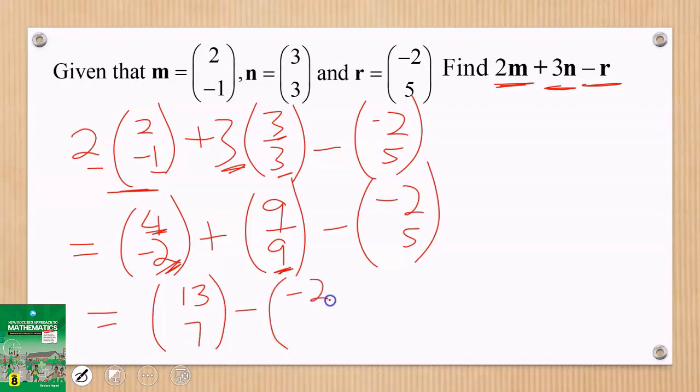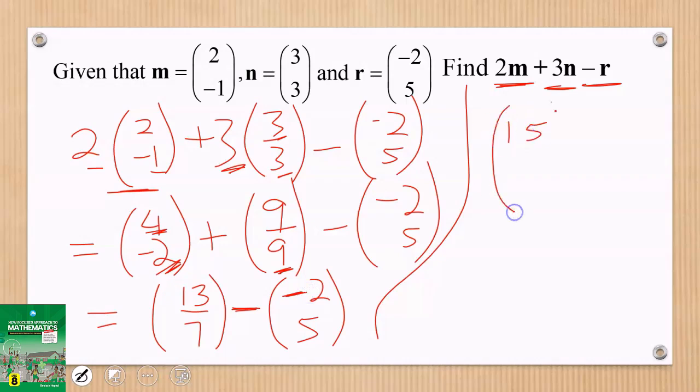Minus into bracket, we still have our answer as this. Now from here, 13 minus negative 2. We see the minus and the negative will become positive. So we have 13 plus 2, which is 15. And then 7 minus 5 is 2. And so that becomes the result for this work.